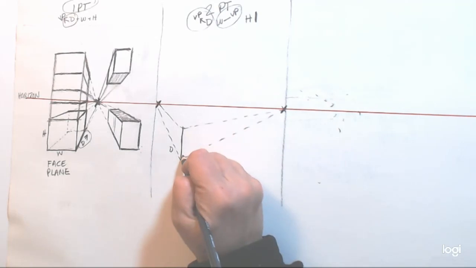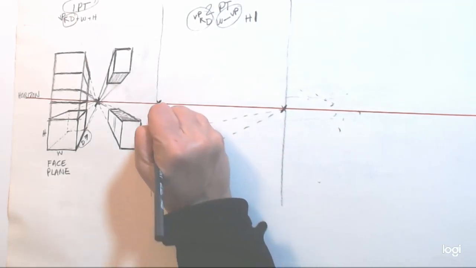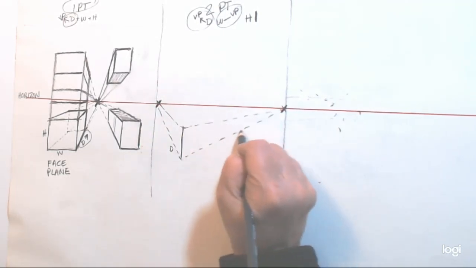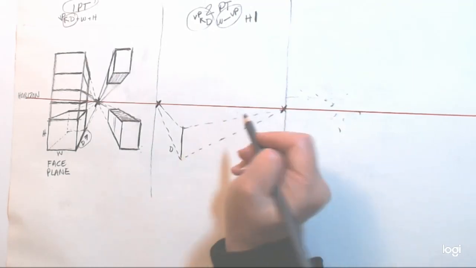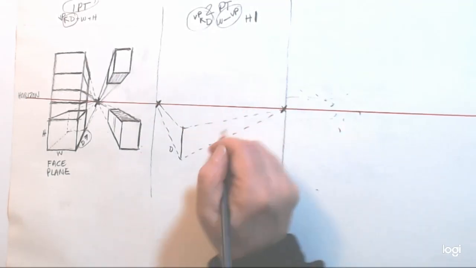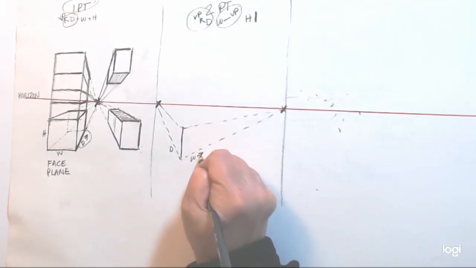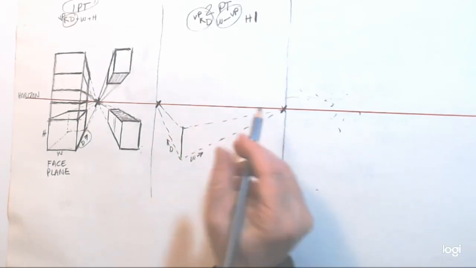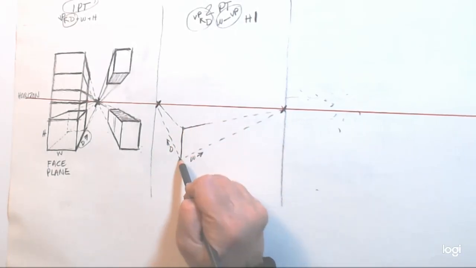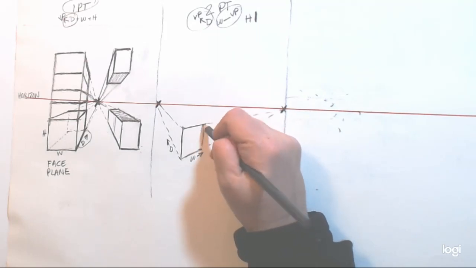So when you're facing the corner, the building's going to get smaller as it goes this way, and it's going to get smaller if you look to the right and if you look to the left. Okay, so here's my width, and that's going back to a vanishing point. Our height is still going to go straight up and down.